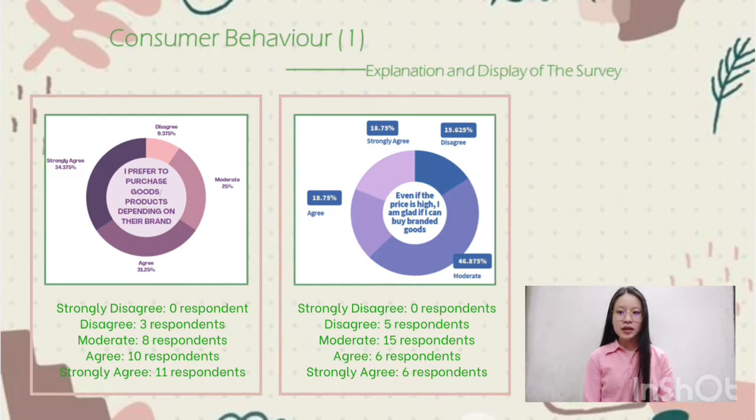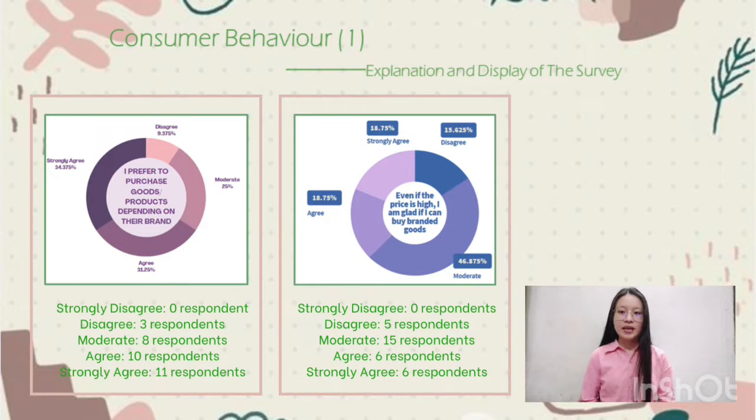The first statement is, I prefer to purchase goods and products depending on their brands. There are 11 out of 32 respondents who strongly agree with this statement, which is about 34.375%. Meanwhile, 0 respondents strongly disagree, and thus the percentage for strongly disagree is about 0%. Respondents who selected agree are 10, which is about 31.25%. Moderate are 8 respondents, 25%, and disagree are 3 respondents, which is 9.375%.